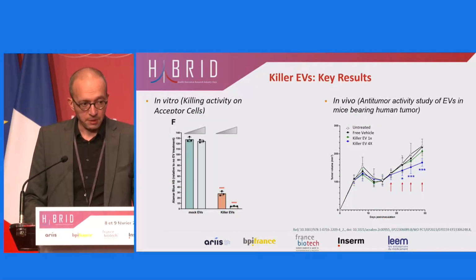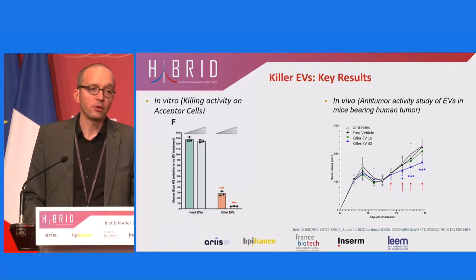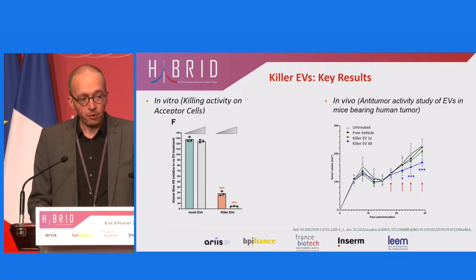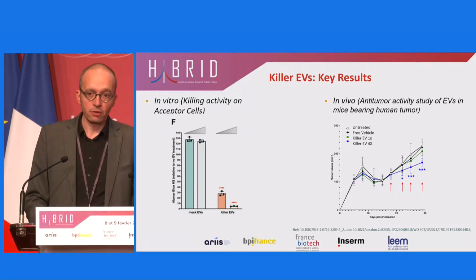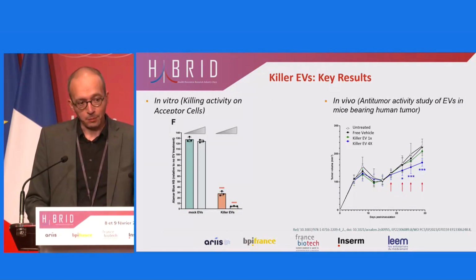Just some example with a more mature application, the killer EV application. So we completely validated the efficiency of the killer EVs in vitro. And here you have an example from our paper, where you can see in the orange histograms that very efficiently we can almost completely kill the acceptor cells.